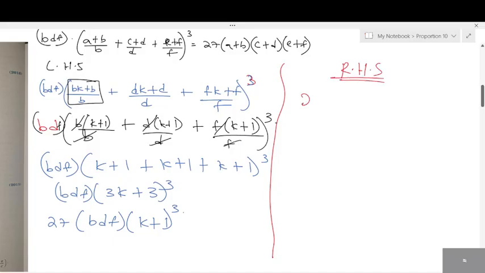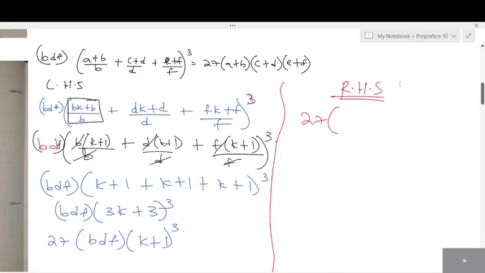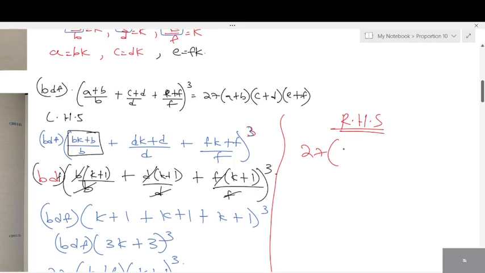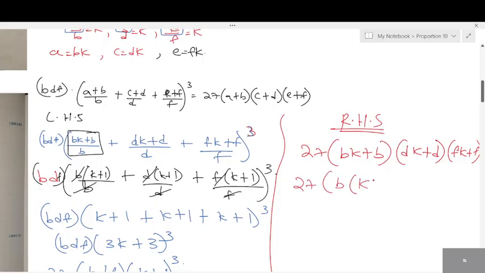RHS 27. What is the value of A given? A equals BK plus B. Next for C, DK plus D. Then F equals FK plus F. Can you tell me what is common here? B. What do you get? K plus 1. D. Next, F. K plus 1. Very simple but lengthy question. Why did you all not get the answer?